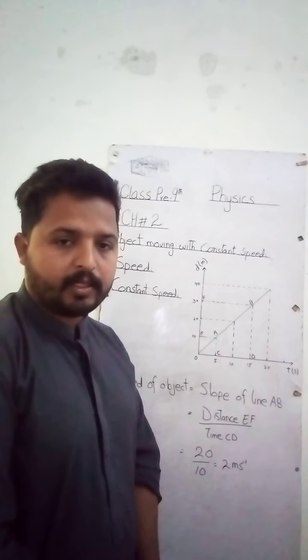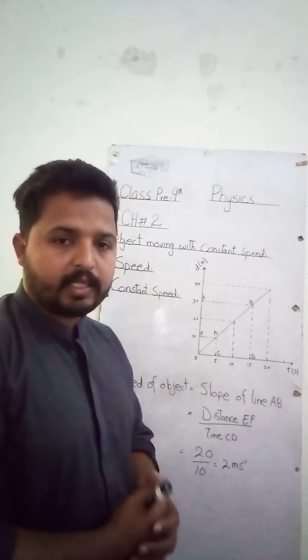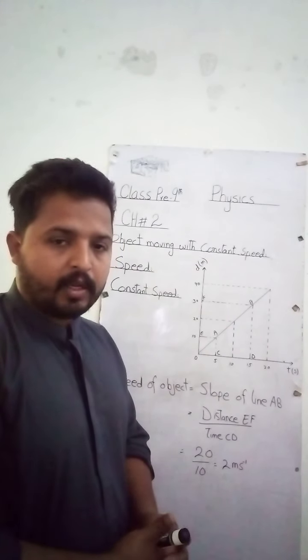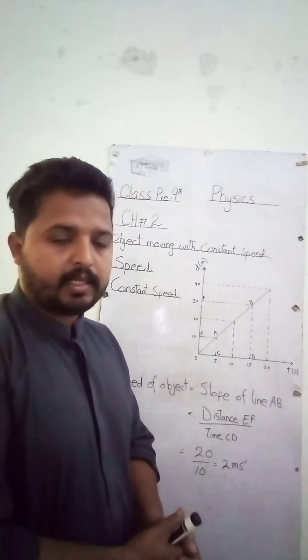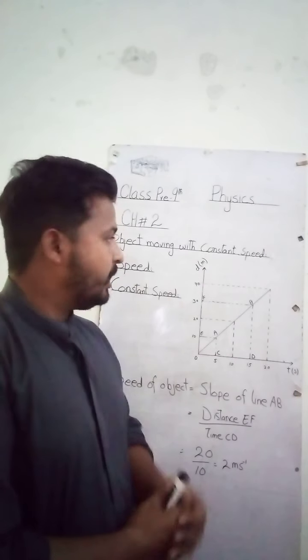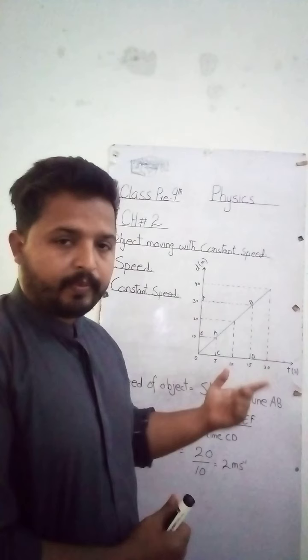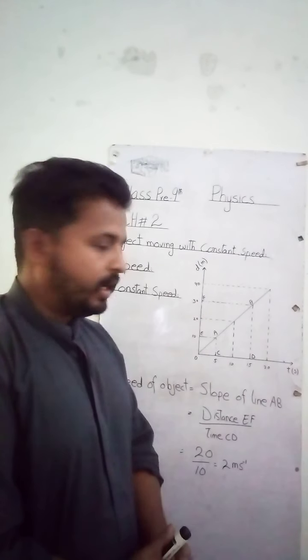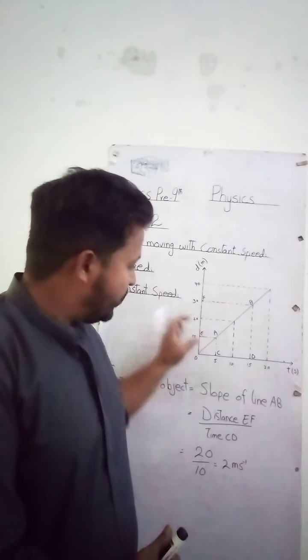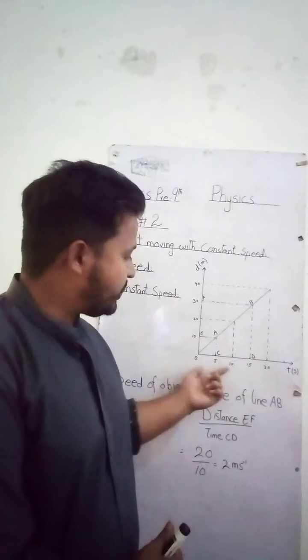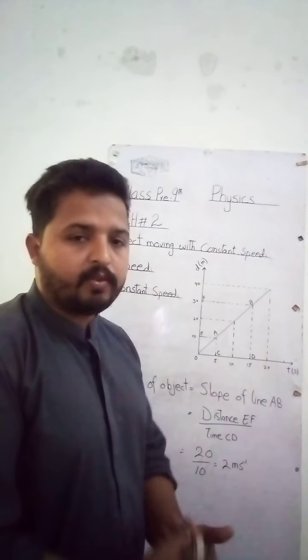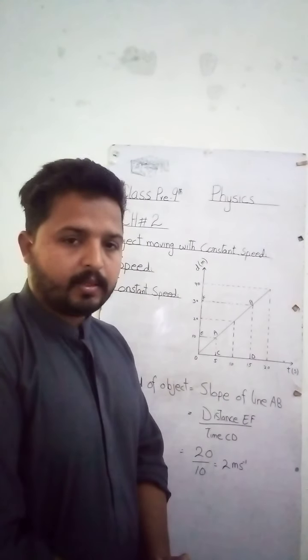from the origin. So the body is changing its position, so we can say that the body is in motion, and the distance covered in unit time is called speed. And you can see that the body is covering equal distances in equal intervals of time, so we can say that the speed is constant.